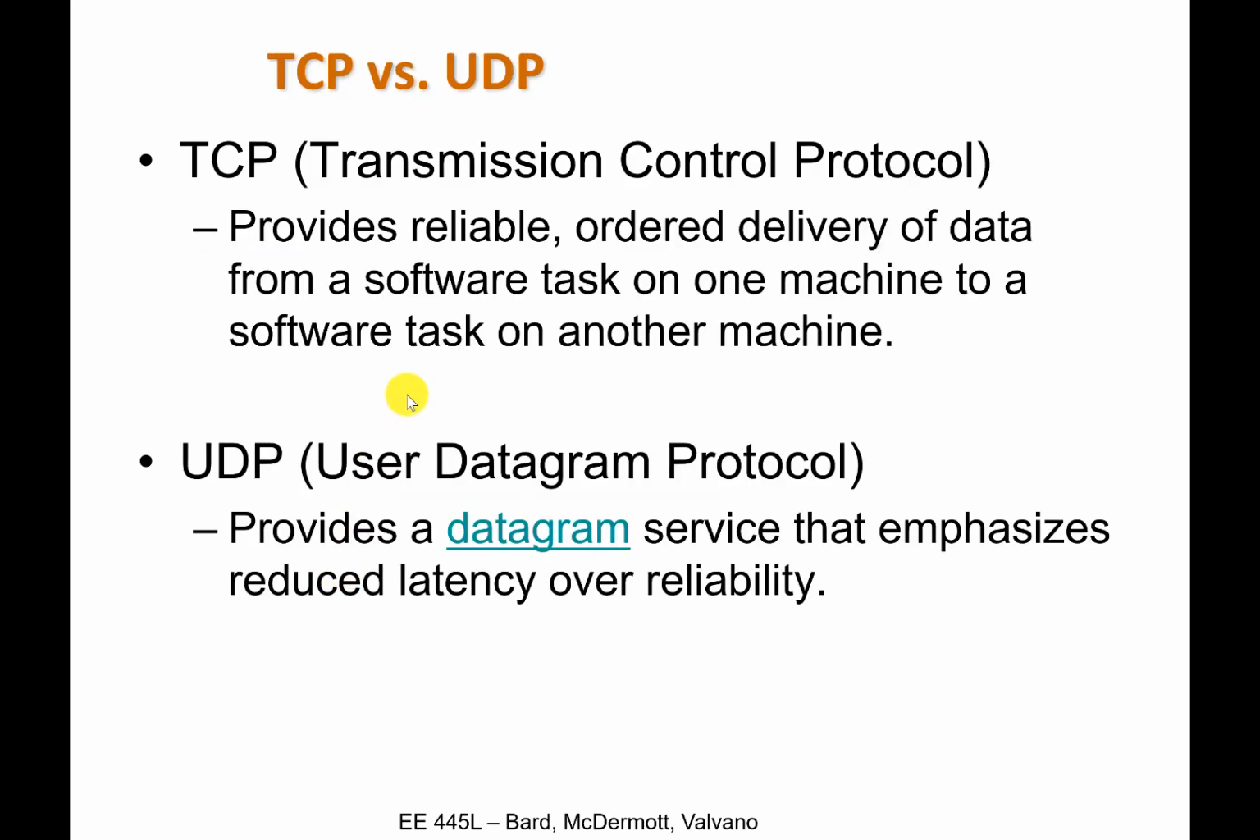One of the first decisions we'll make is whether to use Transmission Control Protocol or User Datagram Protocol. Basically, we're going to have a bunch of trade-offs. Does it need to be fast? In which case, we'll use UDP. Does it need to be reliable? In which case, we'll use TCP. That's the basic high-level picture.